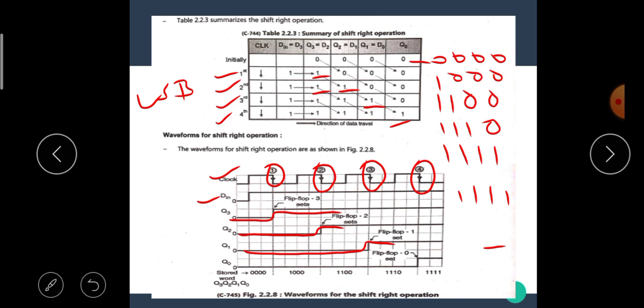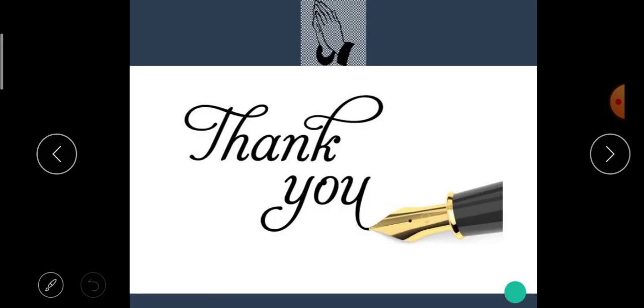This is the timing diagram for the right shift register. I hope you all understand the operation of the serial input, serial output, left shift mode and right shift mode shift register. Thank you.